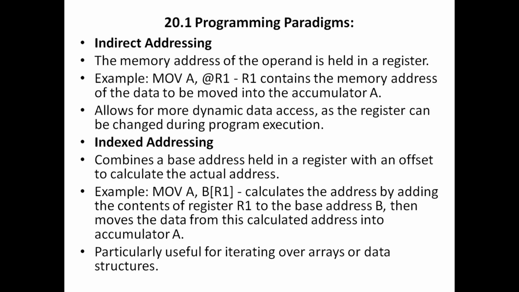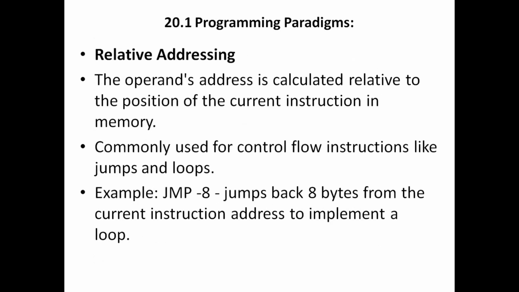Then we have indexed addressing, which combines a base address held in a register with an offset to calculate the actual address. For example, MOV A, B R1 would calculate the address where you need to go by adding the contents of R1 to register B, and then it will go to that address and fetch the contents from over there. This is used for iteration, for arrays and for specific data structures.